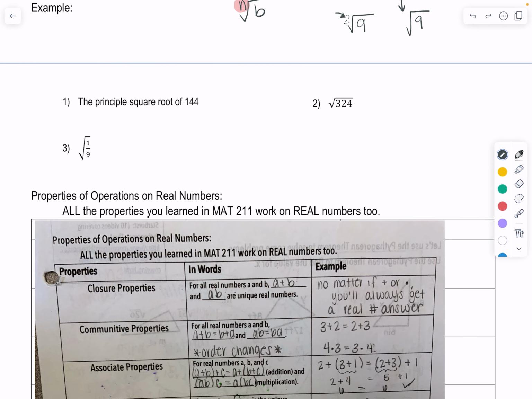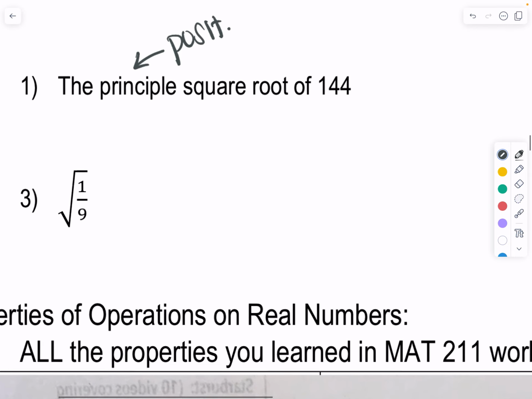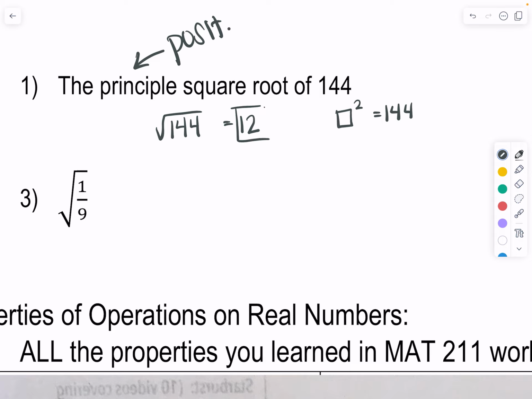The principal square root of 144. Remember, principal meant the positive square root of 144. So that says, what number squared is 144? Well, 12 squared is 144. So the principal square root of 144 is 12.